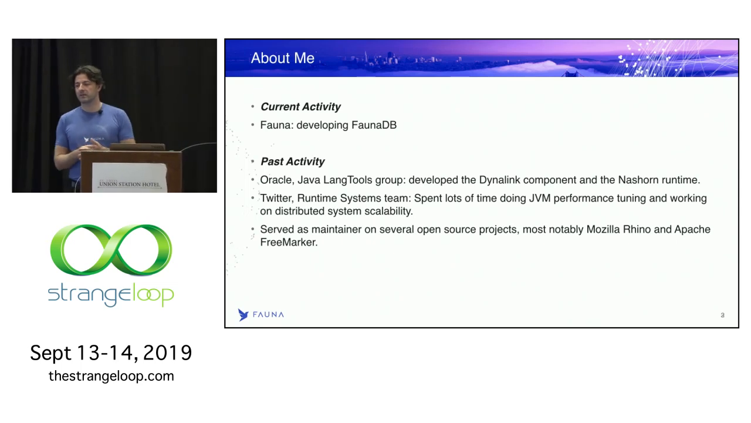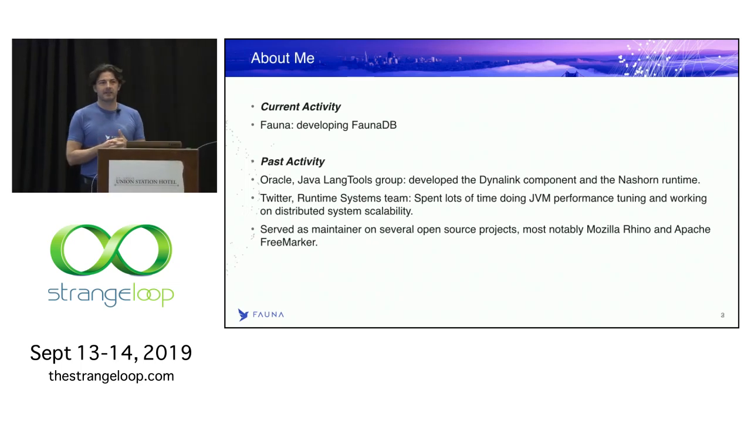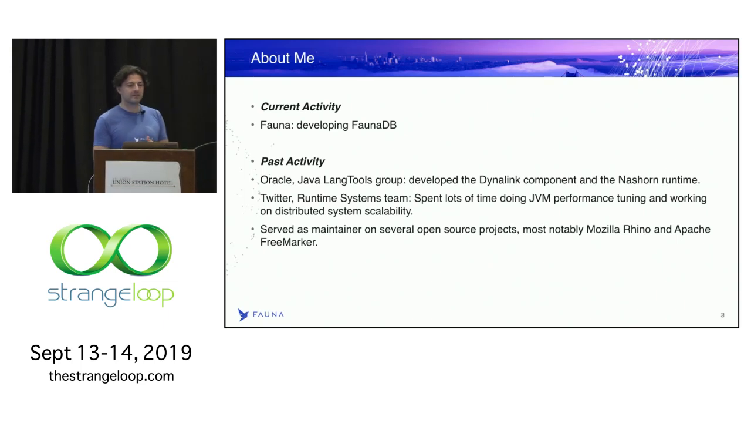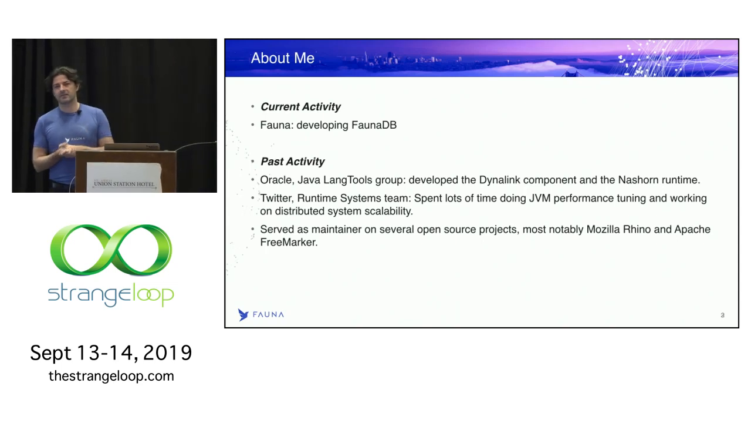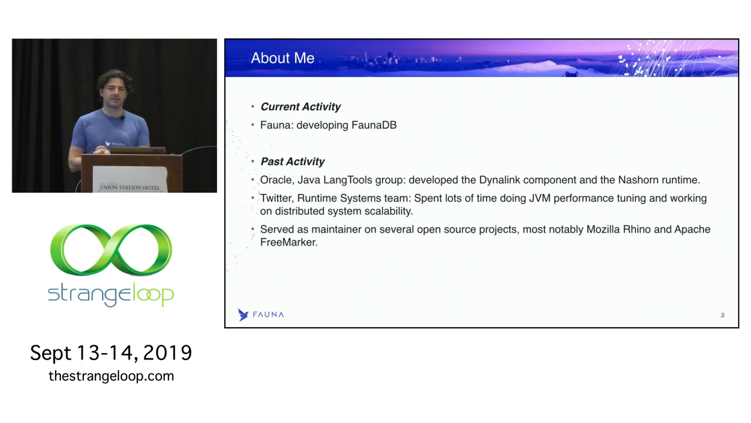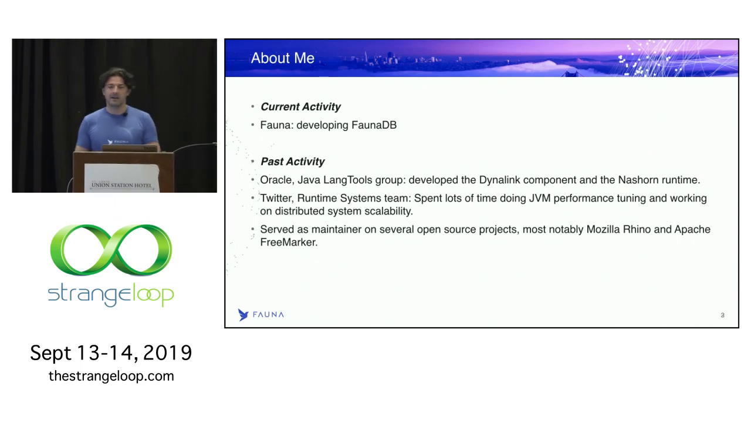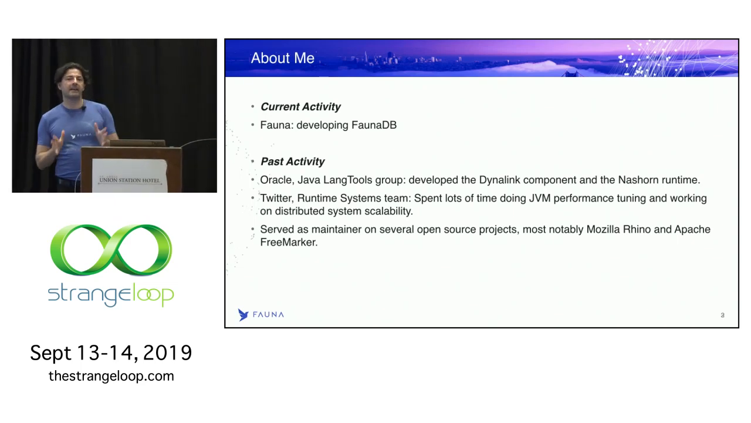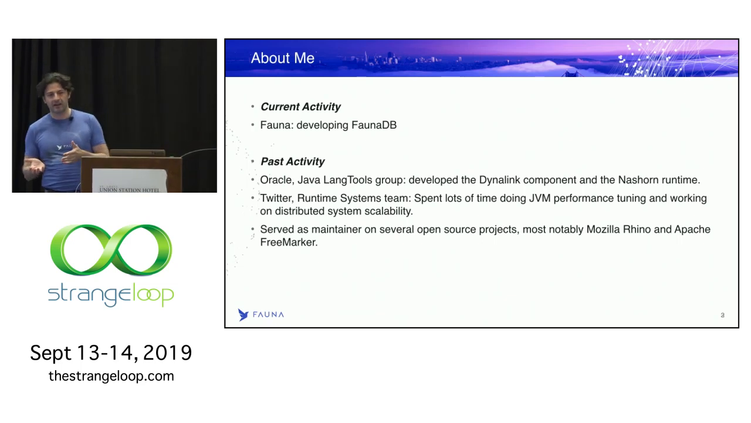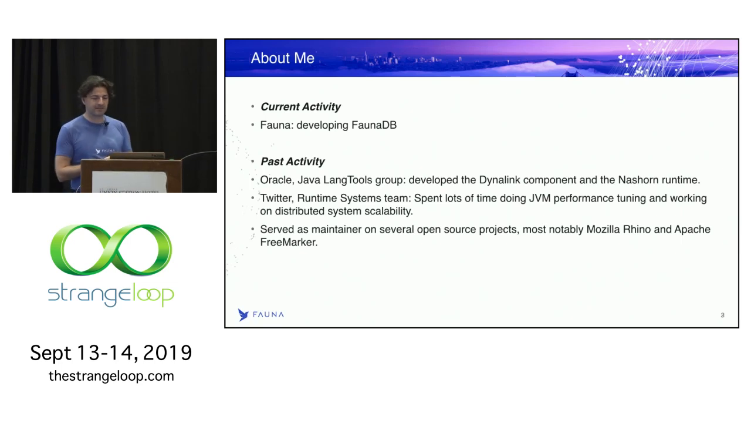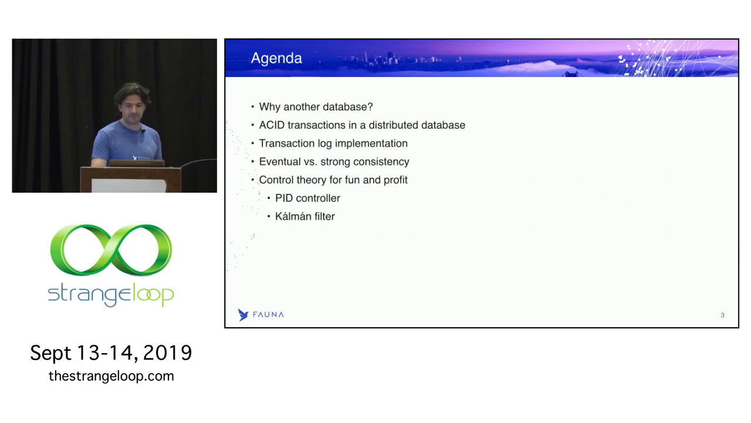And before that, I was at Twitter, where I was on the runtime systems team. I spent quite a lot of time doing JVM performance tuning and scaling distributed systems. And in a past life, I also served as a maintainer on several open source projects. I worked on Mozilla Rhino and on what is now the Apache FreeMarker template engine. Apparently, everything I touch either starts out or eventually becomes either a distributed system or a language runtime. Not sure why that happens, but it seems to be a recurring theme in my career. And funnily enough, a distributed database actually happens to be both of those things at the same time.